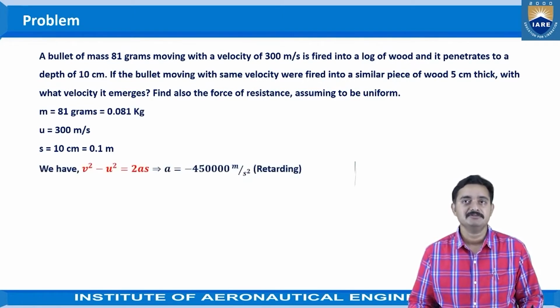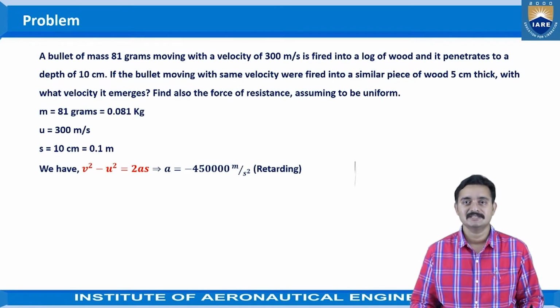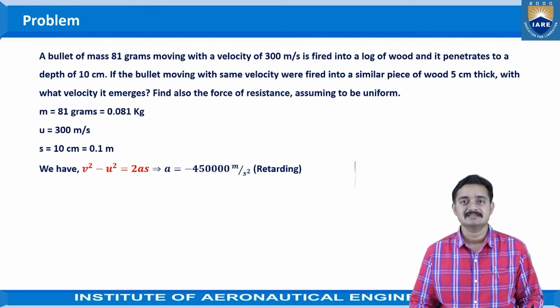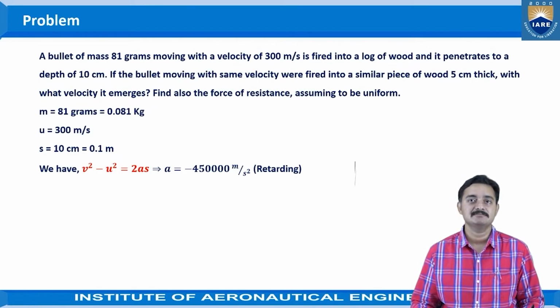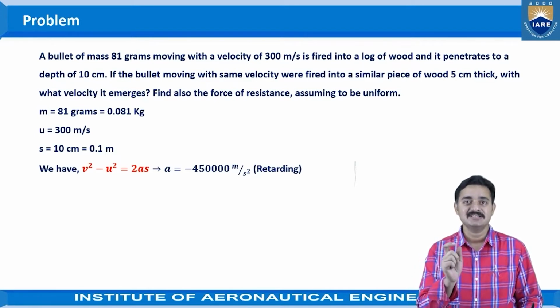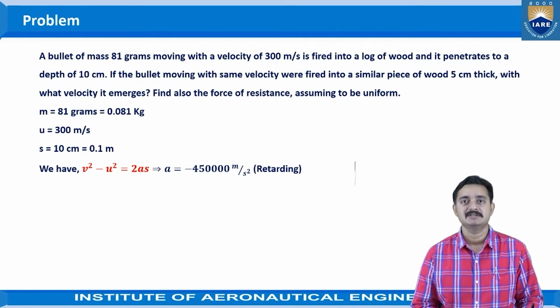We have the equation v square minus u square equal to 2as as the equation of motion. If we simplify this equation, we obtain the acceleration a as minus 4,50,000 meters per second square. This minus symbol indicates that the acceleration is decreasing. That means this is a retarding acceleration, or deceleration. So the value of the deceleration is 4,50,000 meters per second square.